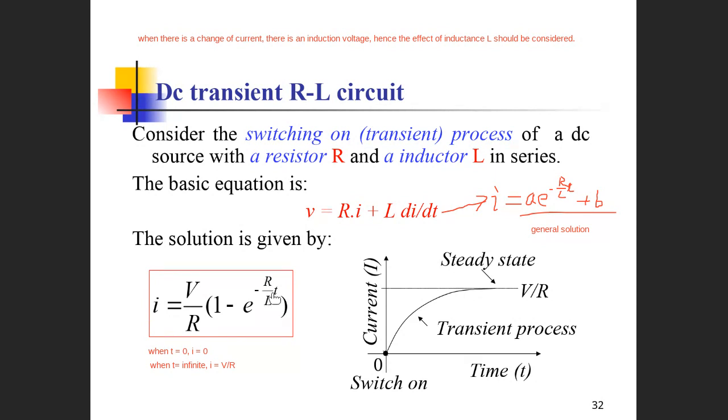If the L is very large, look at here, L is very large, so this one is very small. It takes a long time for the current to go to the stable values. So the larger the L, the longer the transient times. So this is the switch on process.